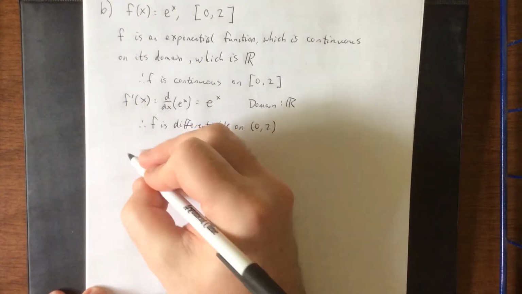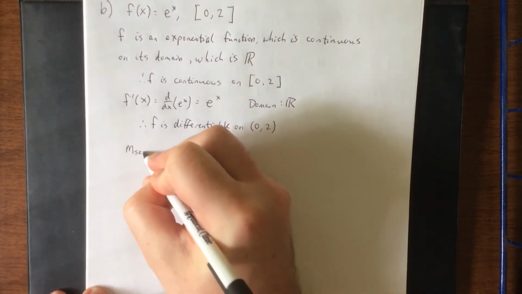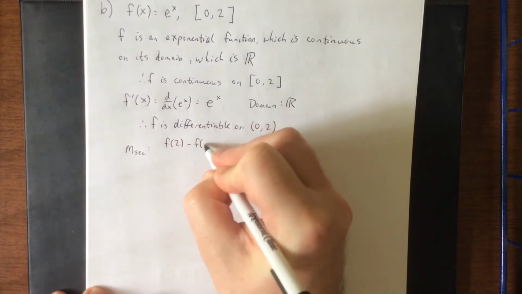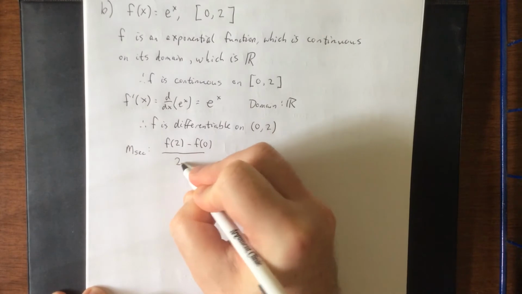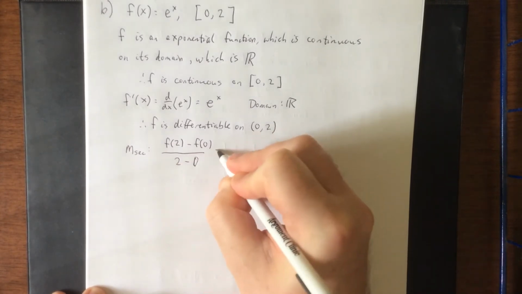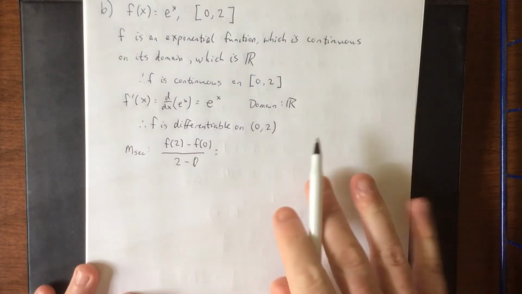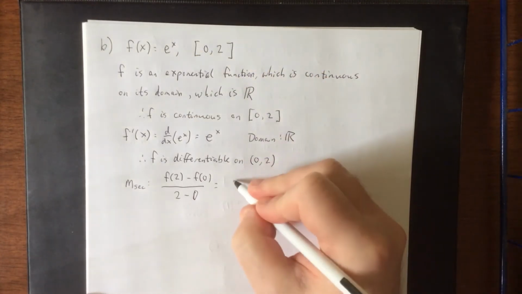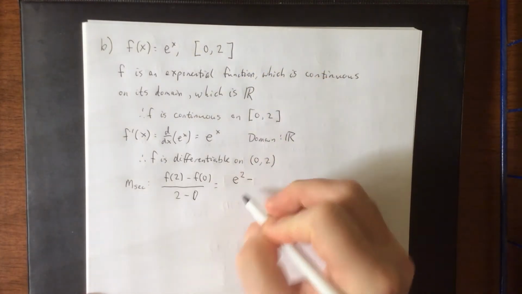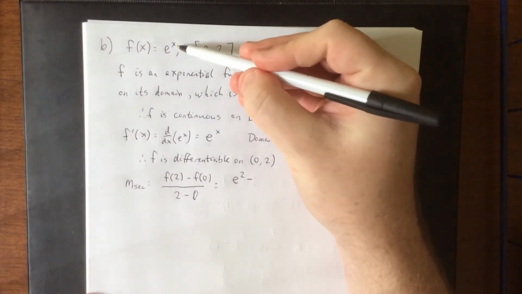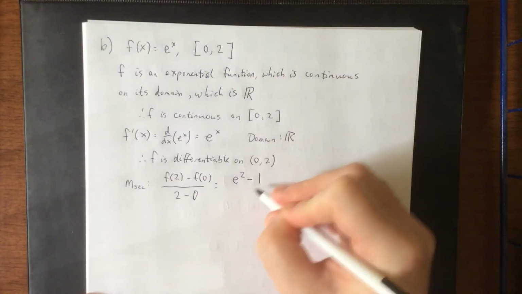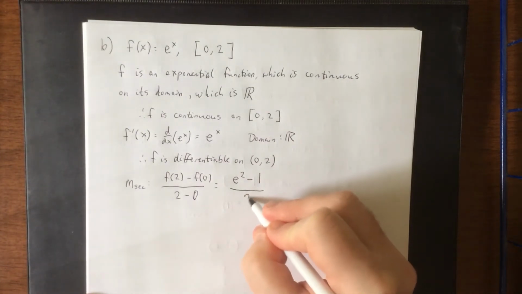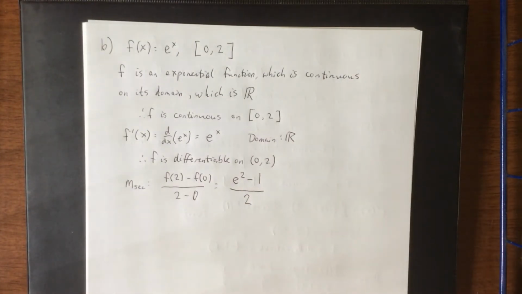We'll also need the slope of the secant line, which in this case will be f of 2 minus f of 0 all over 2 minus 0. For f of 2, we plug in x equals 2 to the original function, we get e squared. Minus, we plug in x equals 0 to the original function, we get e raised to the 0 power. Anything raised to the 0 power is simply 1. The denominator is 2 minus 0, which is simply 2.